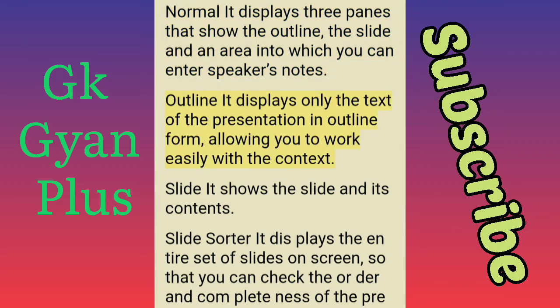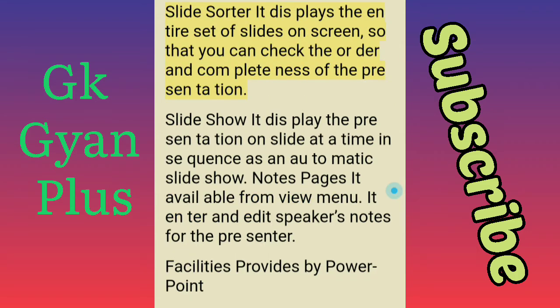Outline: it displays only the text of the presentation in outline form, allowing you to work easily with the content. Slide: it shows the slide and its contents. Slide sorter: it displays the entire set of slides on screen, so that you can check the order and completeness of the presentation.